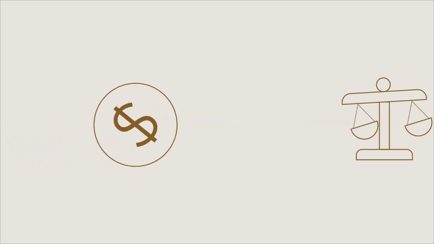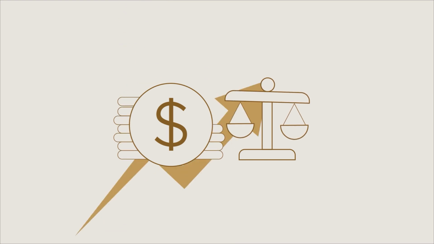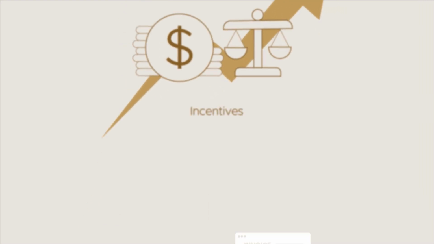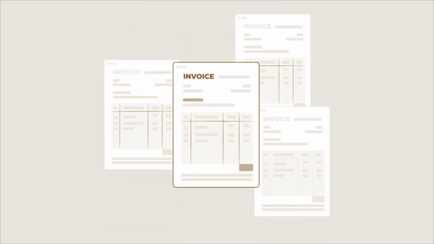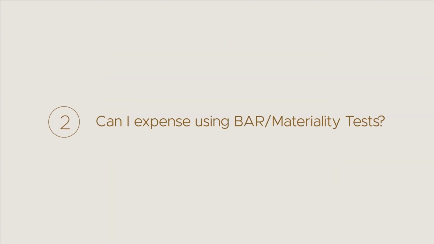The de minimis and routine maintenance safe harbors are powerful incentives. If you can provide invoices or an itemized ledger, your cost segregation team can produce an expensing table with justifications for each asset. Number 2, can I expense using bar/materiality tests?